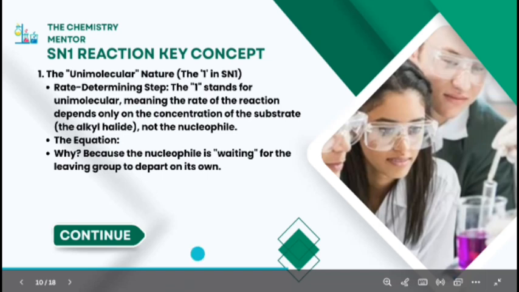You can also keep the equation in your mind. Let me write it for you. So you can see here the rate will be equal to the rate determining step, which is equal to the concentration of the substrate, the alkyl halide. Why? Because the nucleophile is waiting for the leaving group to depart on its own.